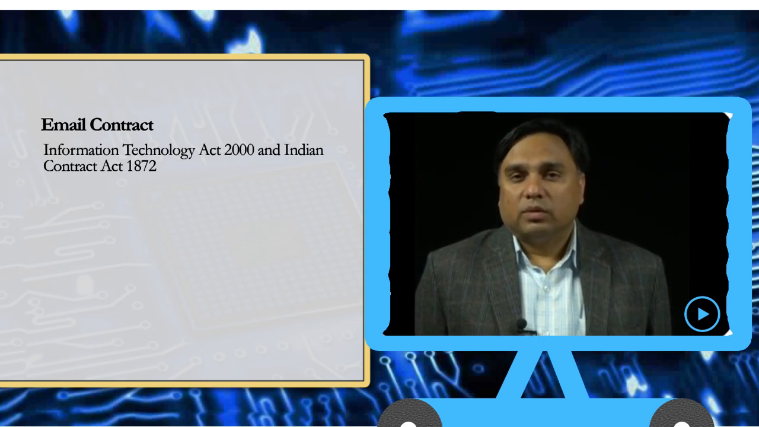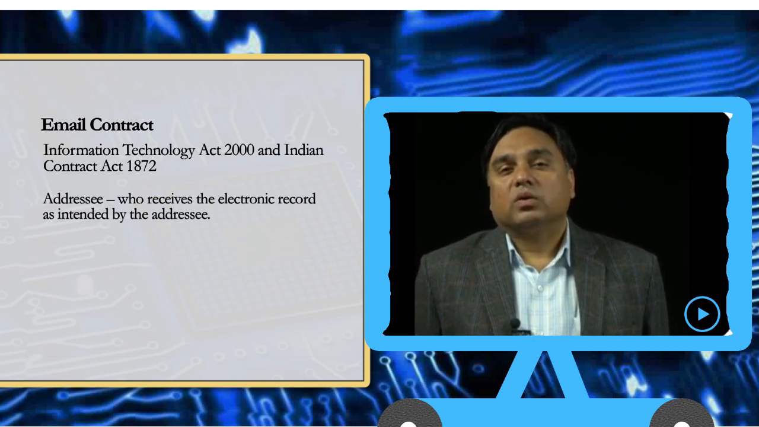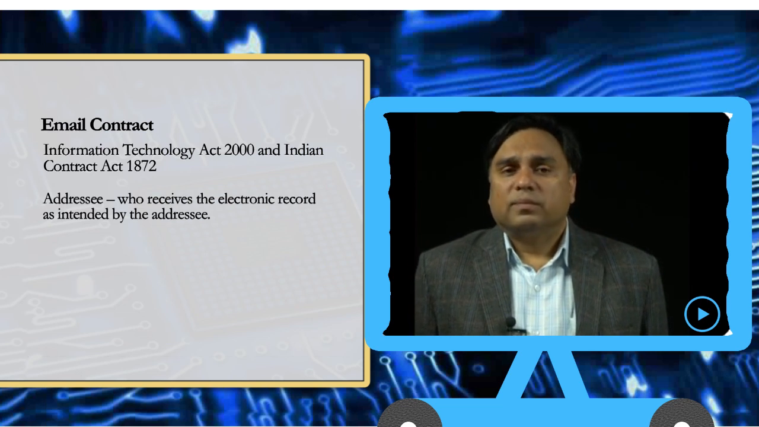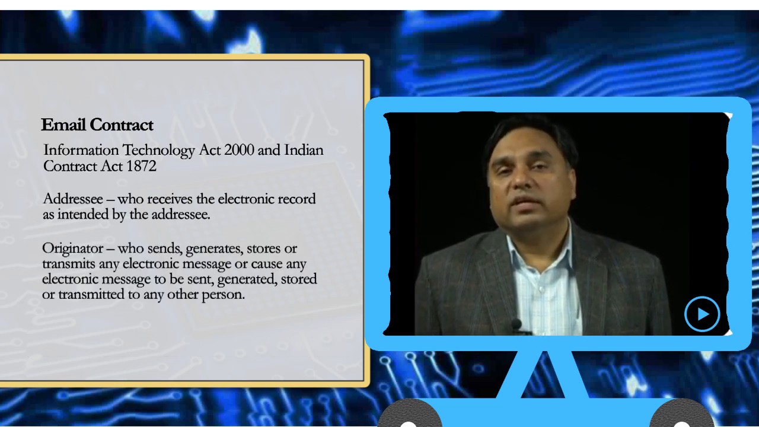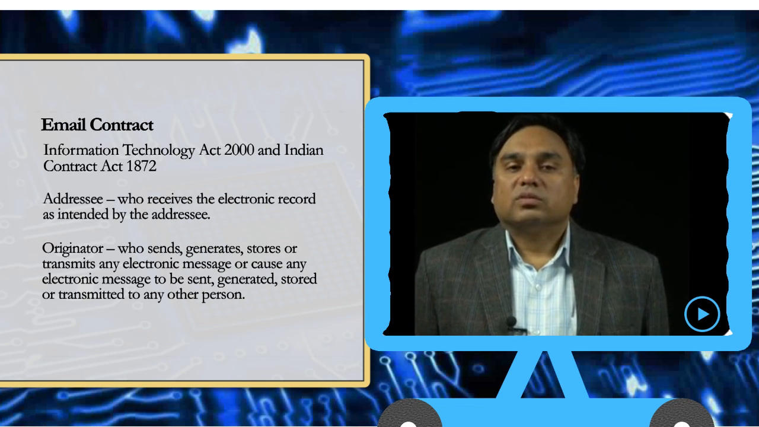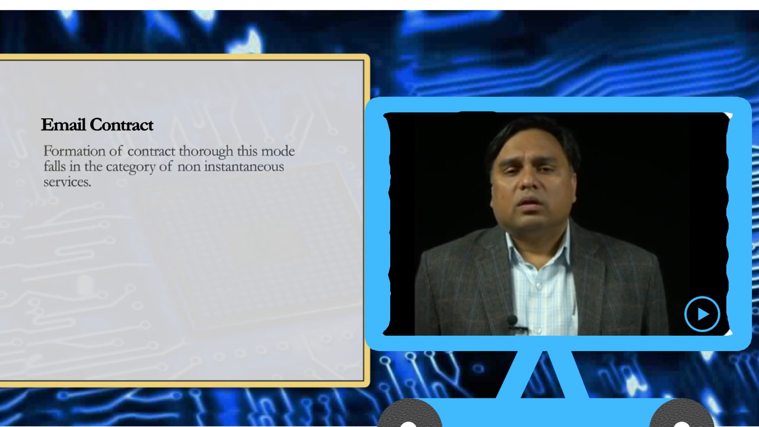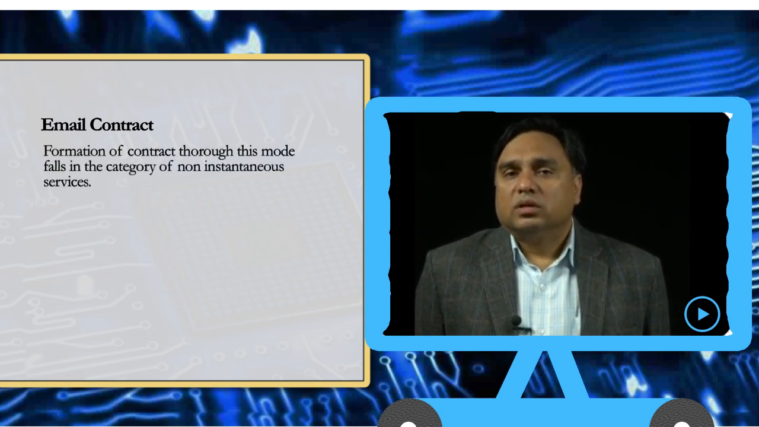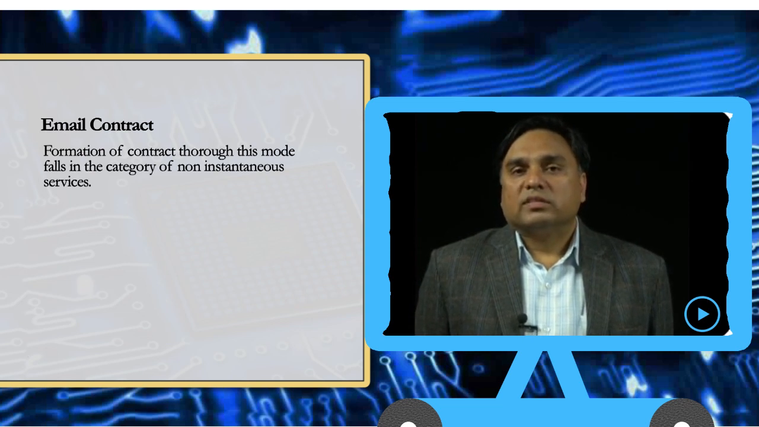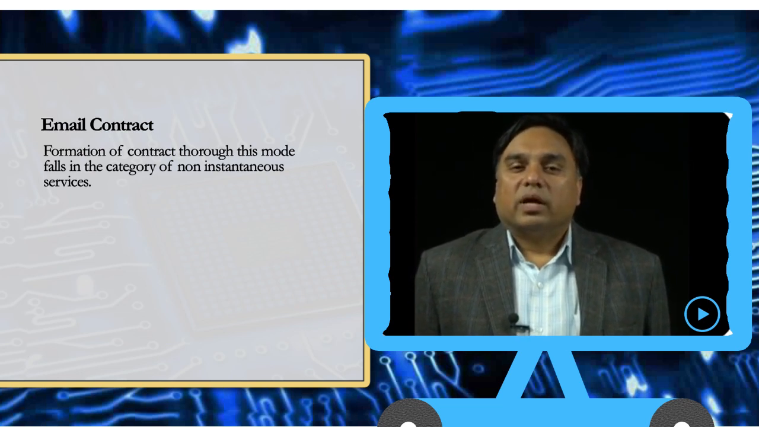So here also there are two important parties in particular. The first one is the addressee, which has been defined in the IT Act also. The addressee is the person who receives the electronic record as intended by the originator, and the originator is the one who sends, generates, stores or transmits any electronic message or causes any electronic message to be sent, generated, stored or transmitted to any other person. So they are just like offeror and offeree, and the formation of contract is made between them when the electronic message is communicated from originator to addressee, and then acceptance is conveyed by the addressee to the originator.